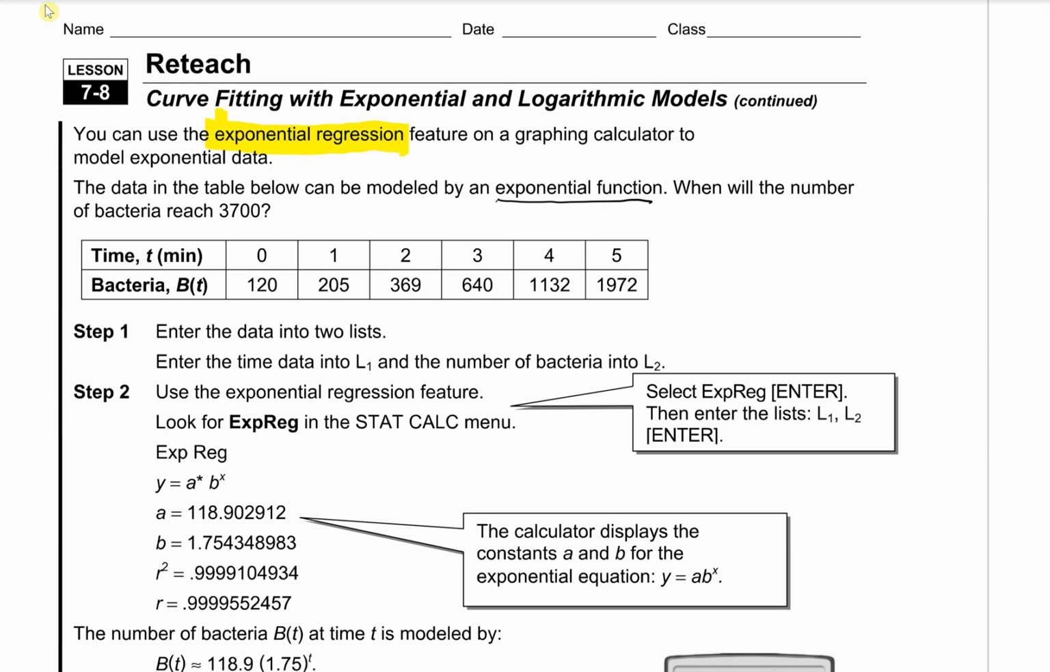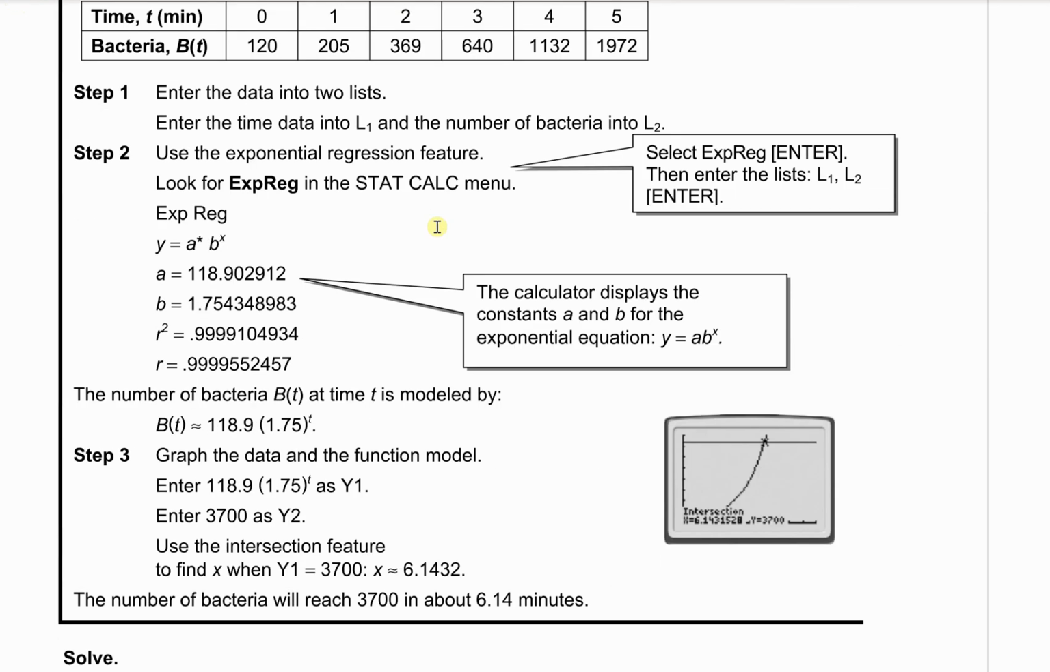So what we're going to do is, on our calculator, we're going to do this. You're going to go to Stat and Calc. But before that, we're going to do this. They say to enter your lists L1 and L2. I'm going to do this. I'm going to do Stat and then Edit.